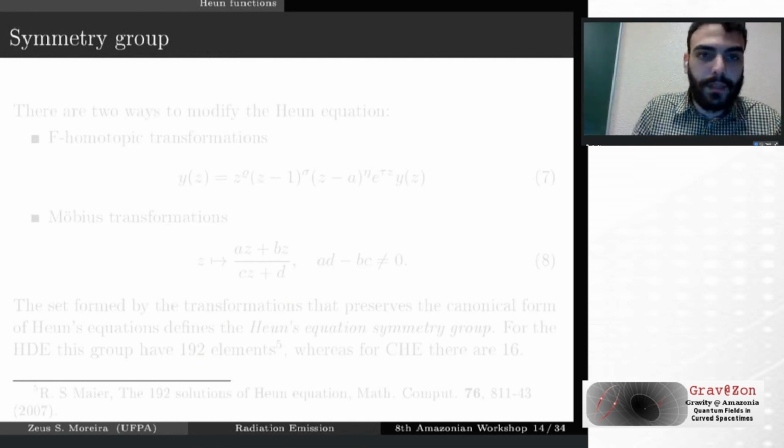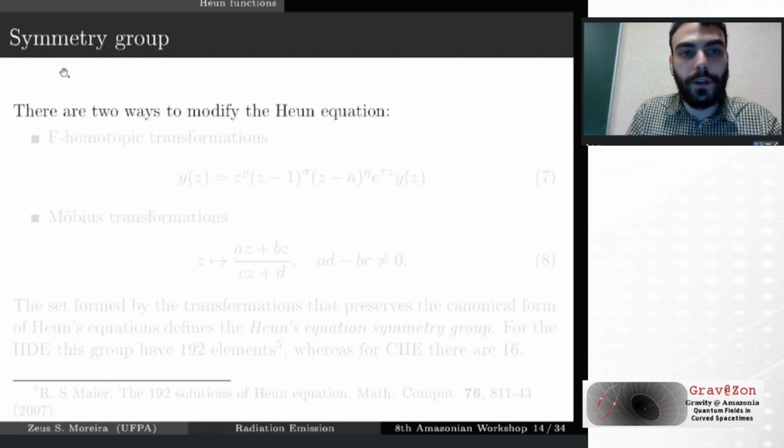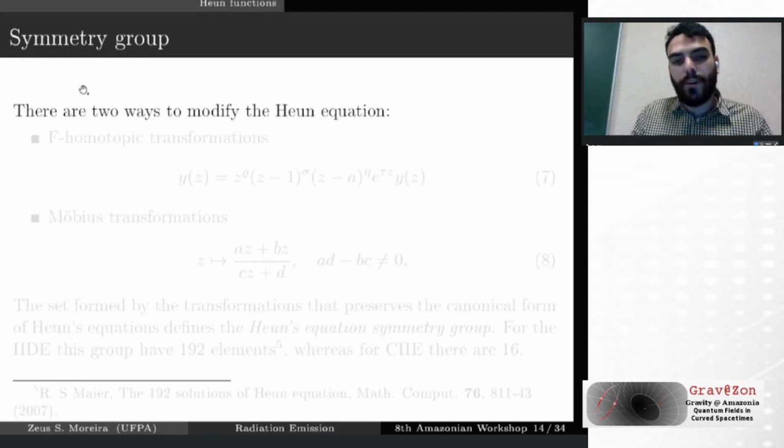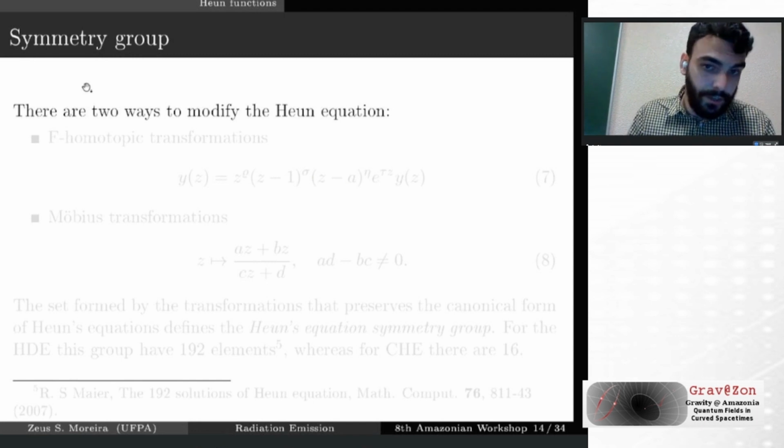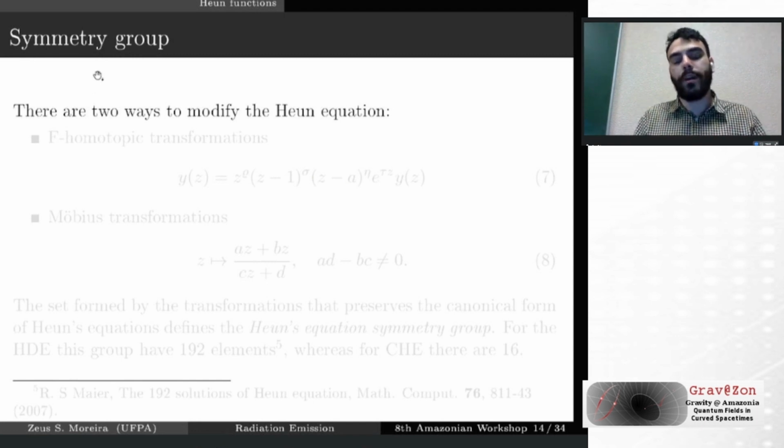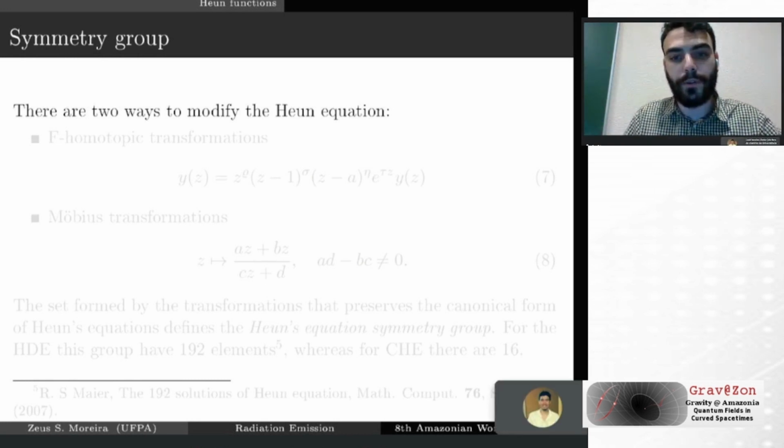So to finish this mathematical part of the presentation, I must tell you about the confluent Heun differential equation symmetry group. As I said in the beginning, the canonical form of a differential equation is not unique. You have several ways to express the same differential equation in the canonical form. So somehow we can modify the equation, but it stays in the realm of canonical forms.